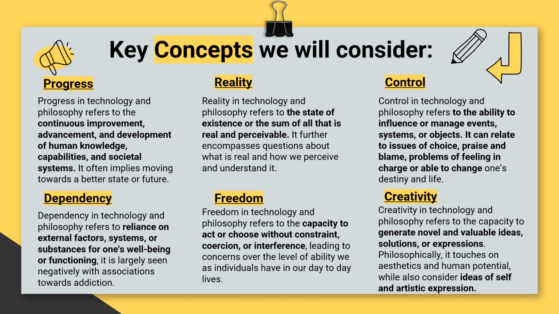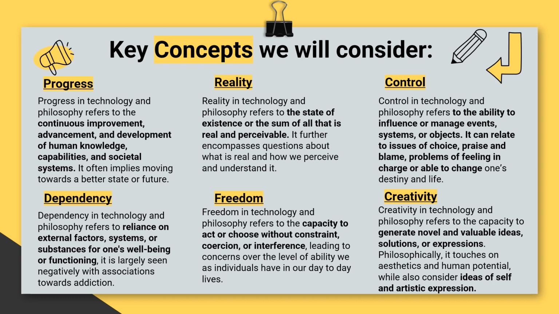Control then in technology and philosophy refers to the ability to influence or manage events, systems or objects. It can relate to issues of choice, things like praise and blame. If you have control or decision-making capabilities, then you're held to account. It also talks about problems of feeling in charge or able to change one's destiny and one's life. We consider whether technology facilitates that control, whether it takes away that control.